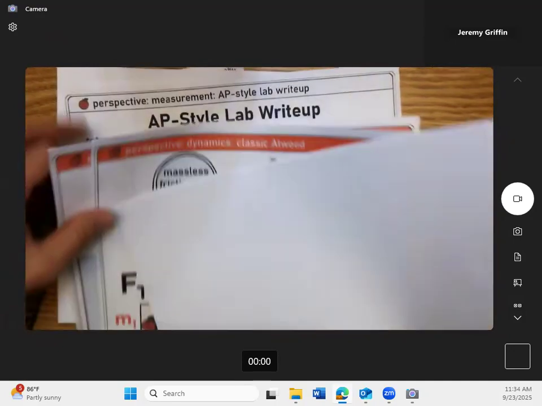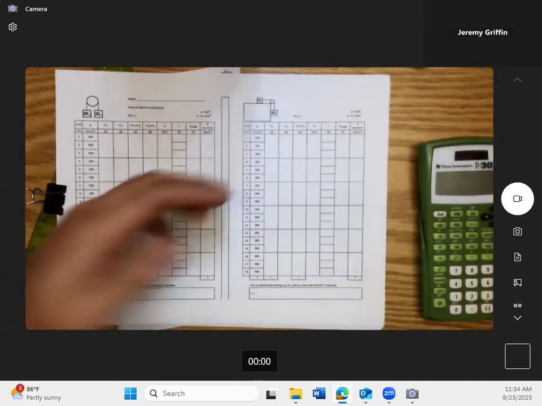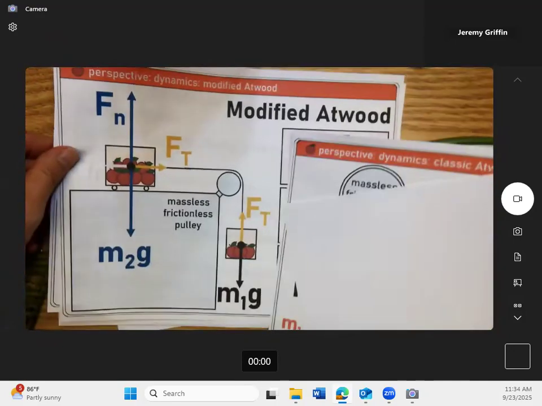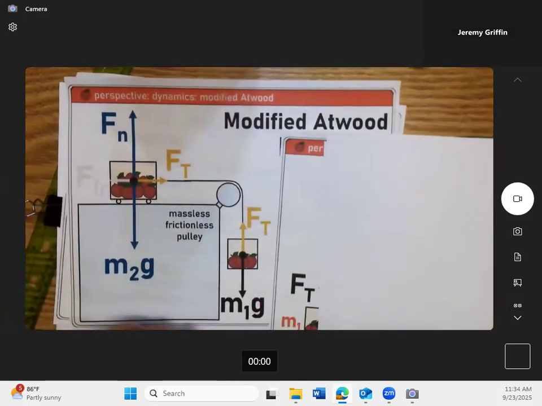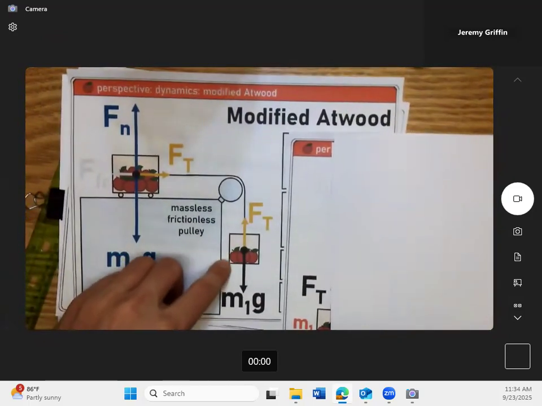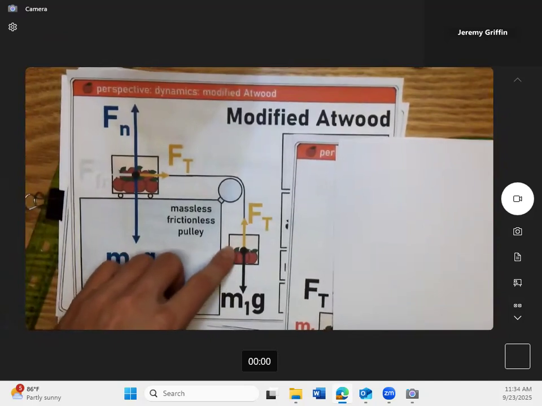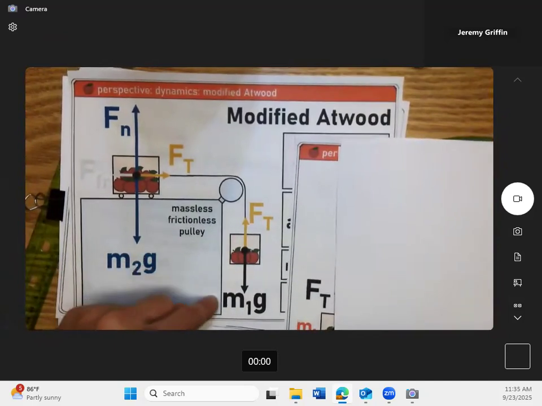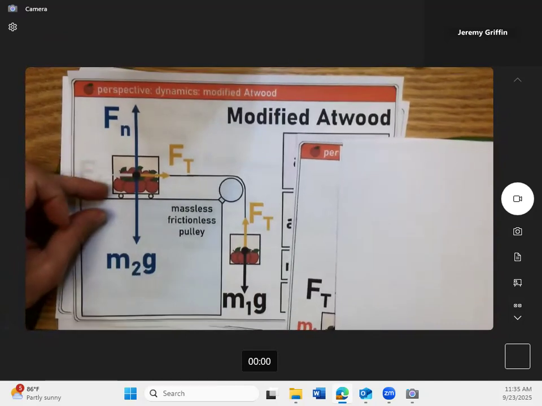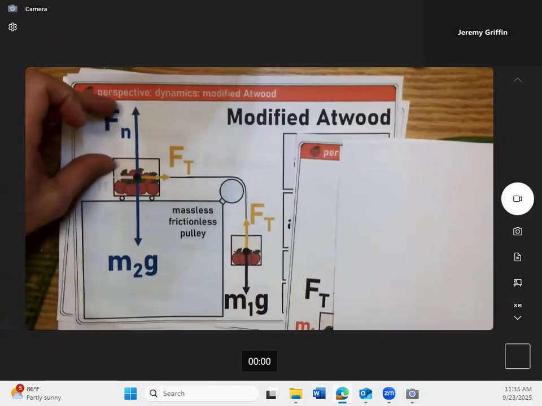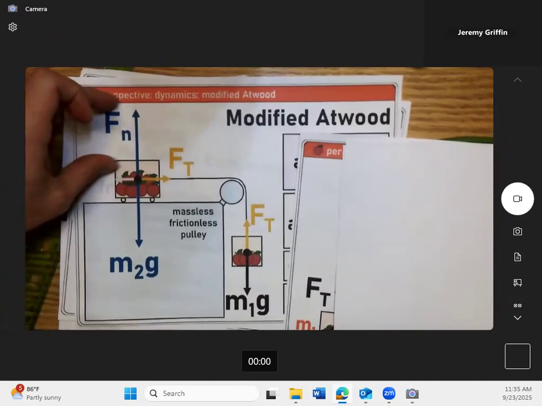And then on the right side of the page is this modified Atwood, which looks more like this right here. So what if one of your masses is actually acting as a weight that pulls down with an external force? That's this weight right here. And the other one, sure, it has a weight, but that weight is canceled out by what kind of force is this called?